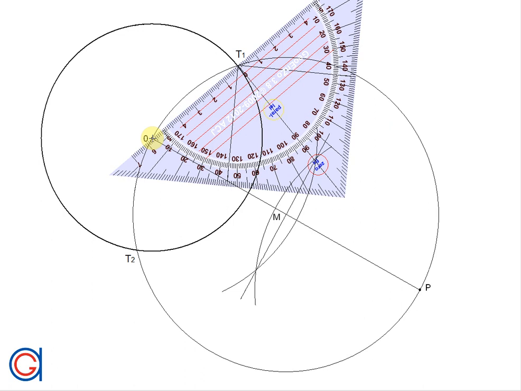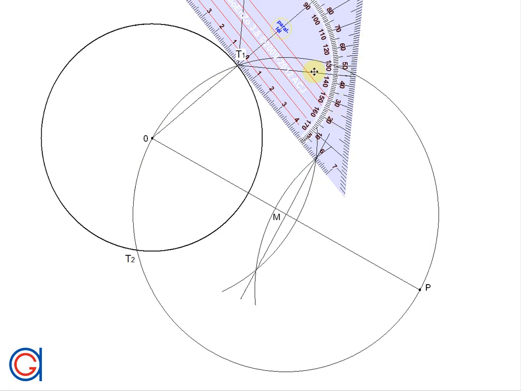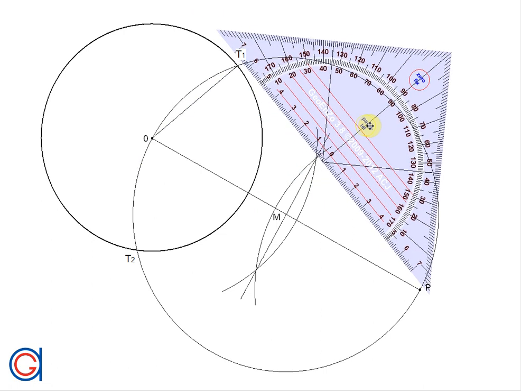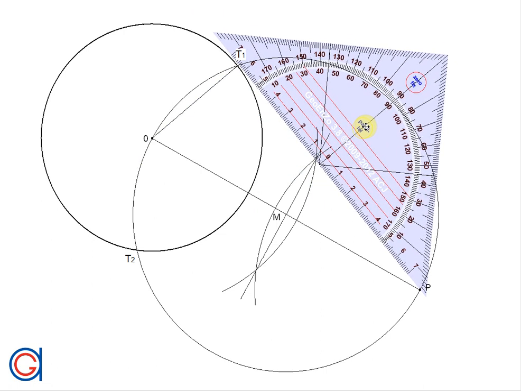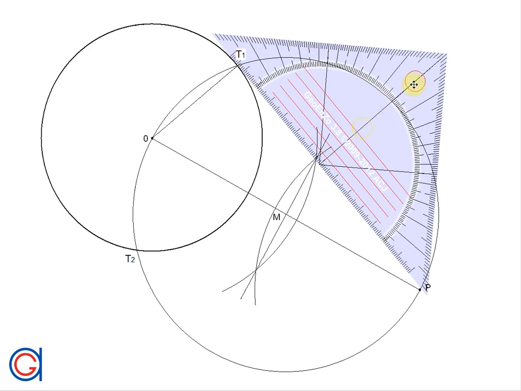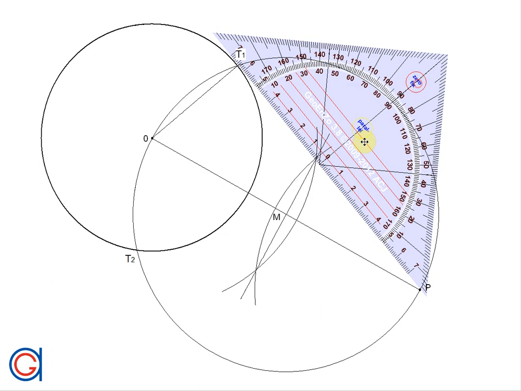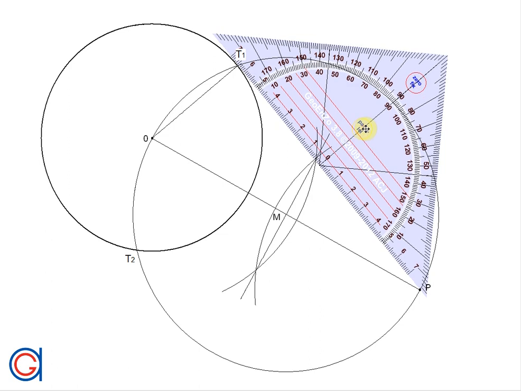So now we're going to join the center of the given circle O to tangent point 1. And as can be seen here, this will form a 90-degree angle to the tangent line that we want to draw. So to draw our first tangent line, we join point P through tangent point 1, and we'll elongate it a little bit to show this is our first tangent line that we are looking for.